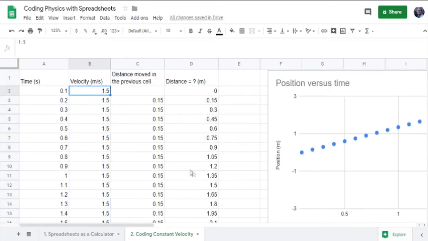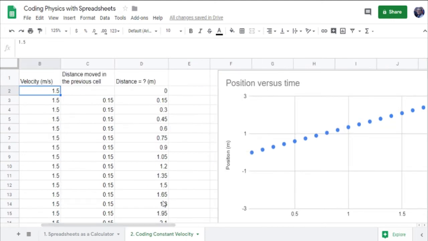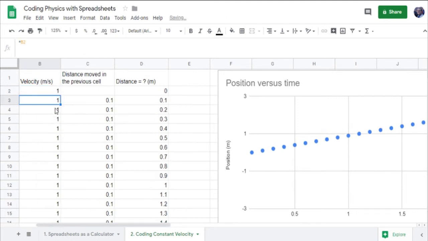Okay, so here I'm moving at 1.5 meters per second. What I'd like to do now is change this to 1 meter per second. Now watch what happens. Because all of these have been set equal to the previous one, they all turn into 1s. But I want you to notice what happens with the graph here.